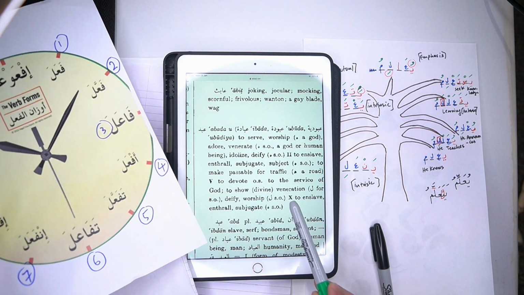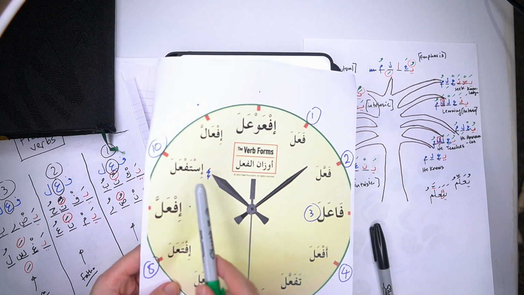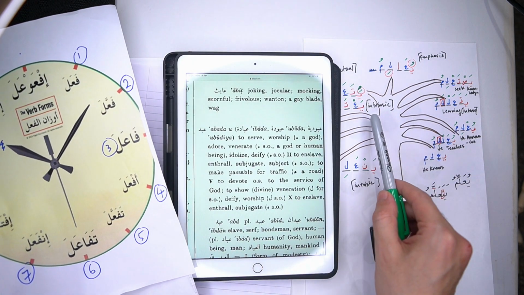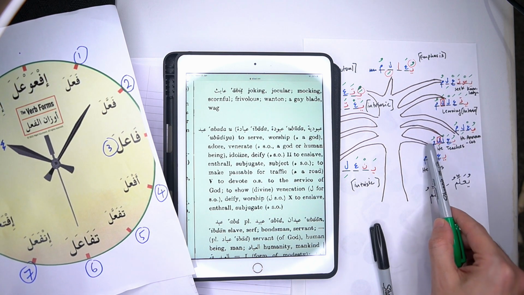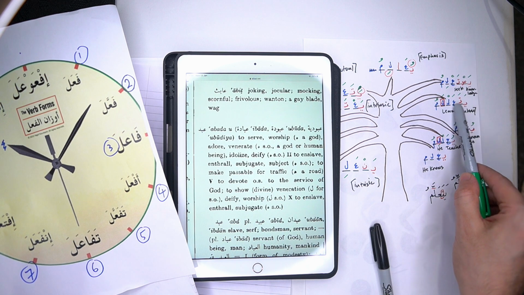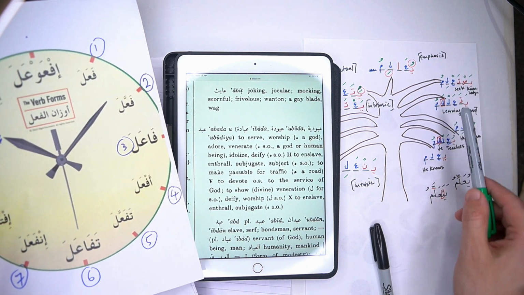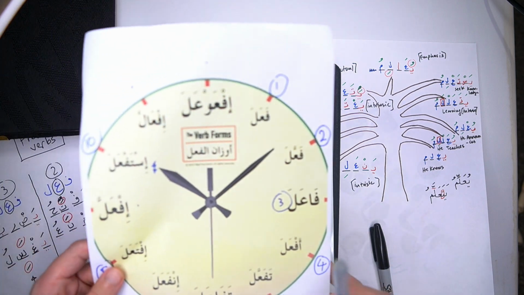And finally it comes on pattern X. Yeah, so X means 10. Istaf'ala, this one. Yasta'bidu. Yeah, so you've got this pattern, this pattern, this pattern, and this pattern. Yasta'bidu, which means to enslave, enthrall, subjugate.